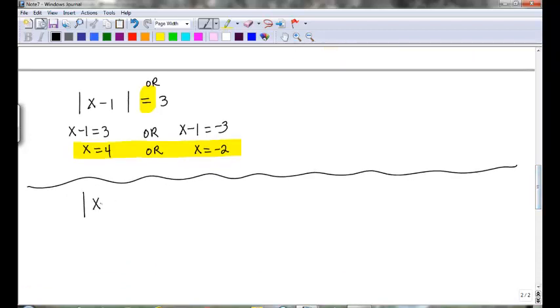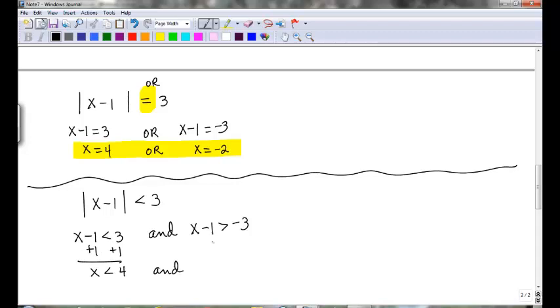If it's the absolute value of x minus 1 is less than 3, you still consider two cases. x minus 1 is less than 3. But if it's a less than or equal to, it's an and statement. x minus 1 is greater than negative 3. Notice I reversed the arrow and the sign. So if I add 1 to both sides, x is less than 4, and add 1 to both sides, x is greater than negative 2.